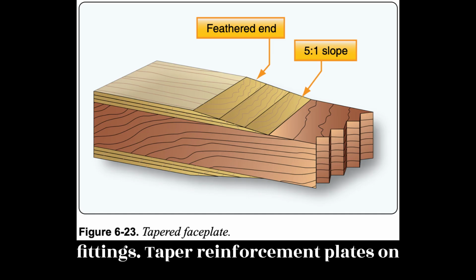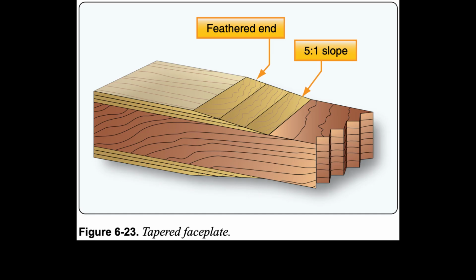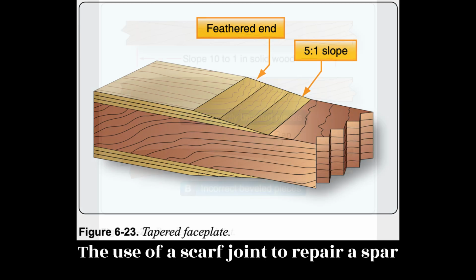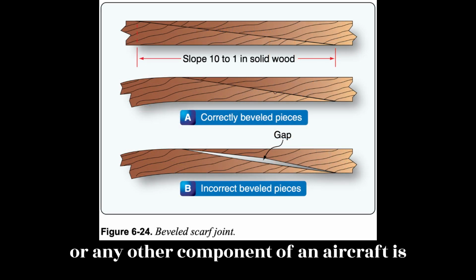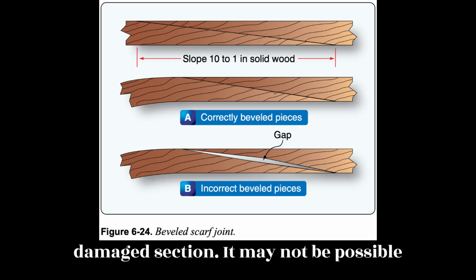Taper reinforcement plates on the ends at a 5:1 slope, Figure 6.23. The use of a scarf joint to repair a spar or any other component of an aircraft is dependent on the accessibility to the damaged section.